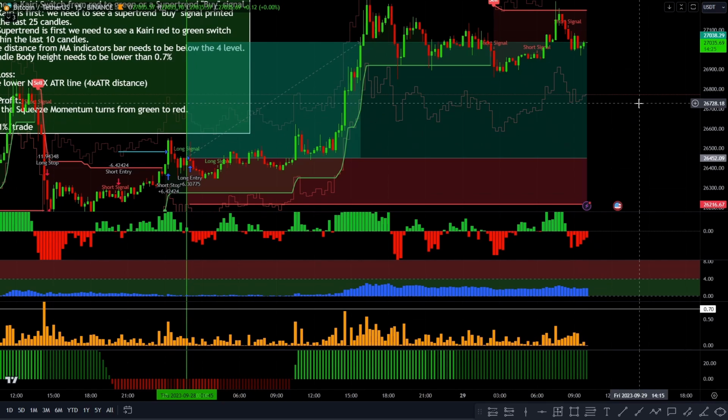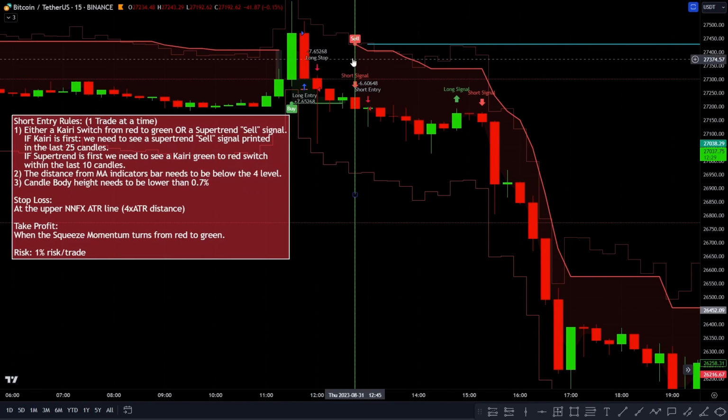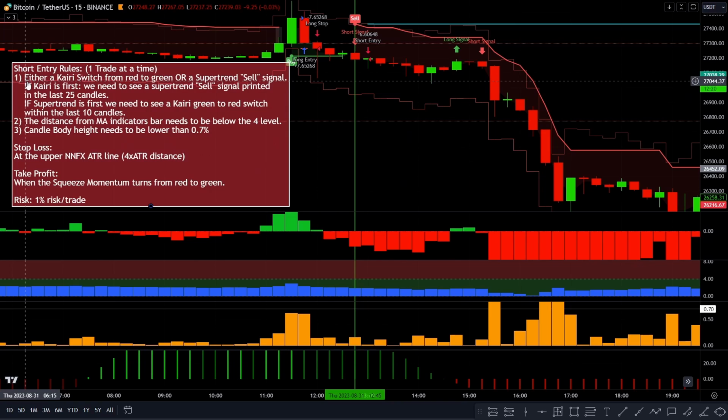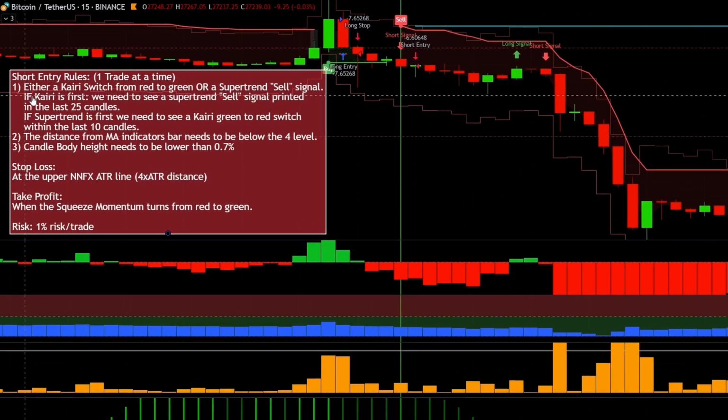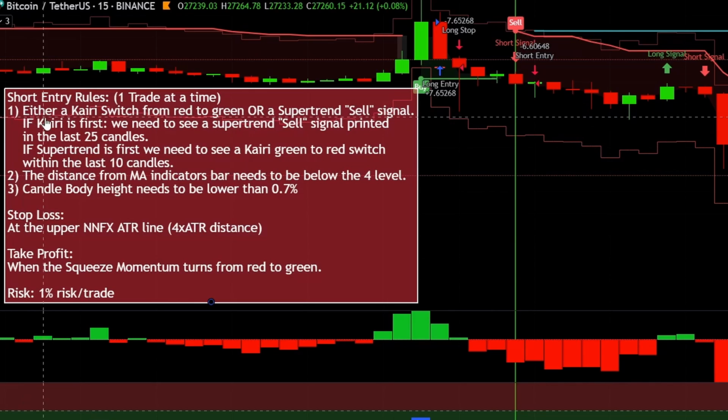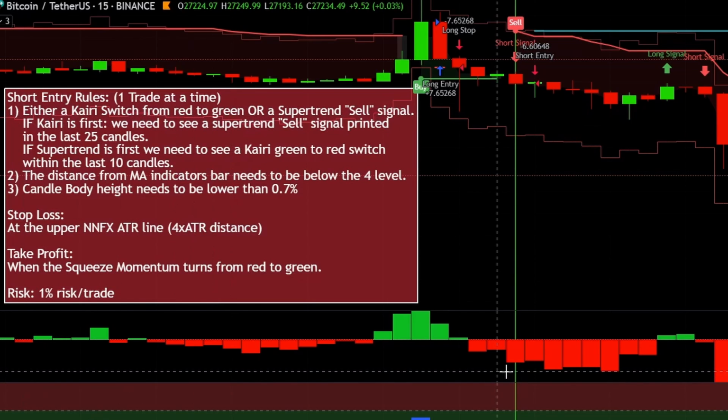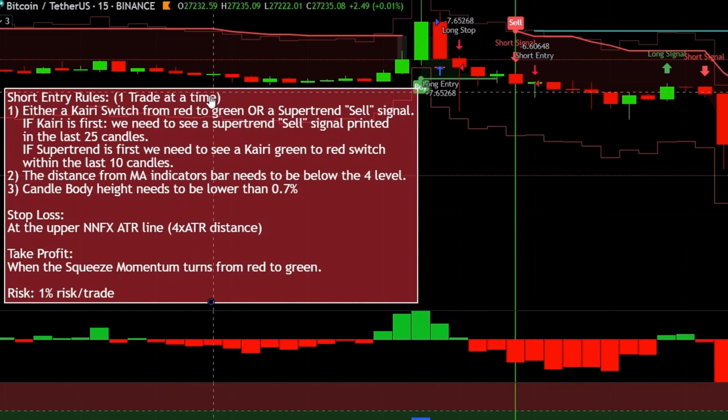Now let's see the rules for shorts, then I will show you the results for the last 5 years of price data. Here we can see a valid short entry signal. The rules for short entries are very similar to the long ones, just in reverse. So first we need to see either a Kairi switch from red to green, which is this one, or a SuperTrend sell signal, which is this one.